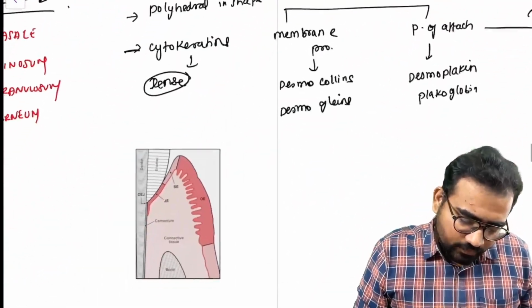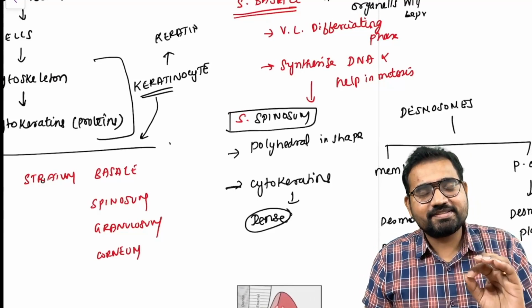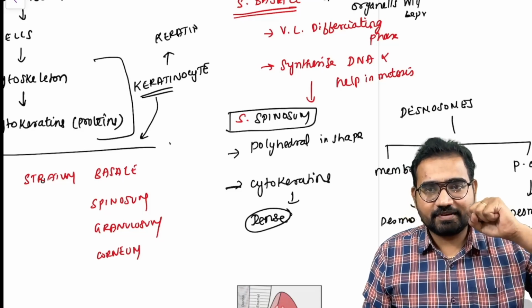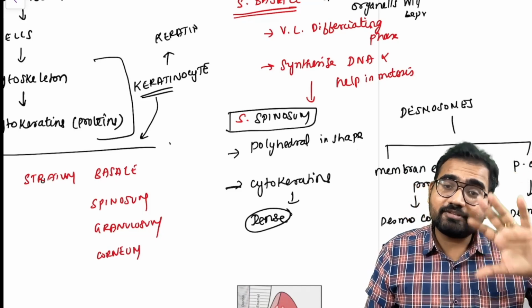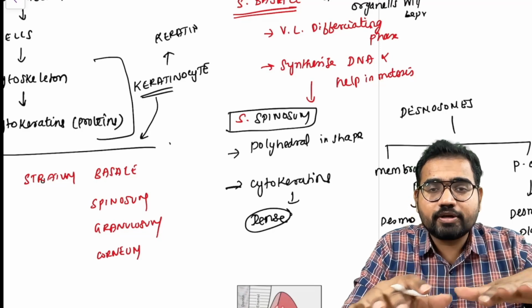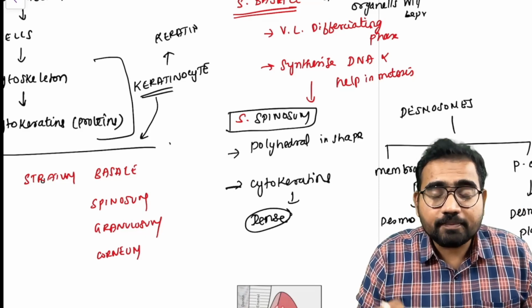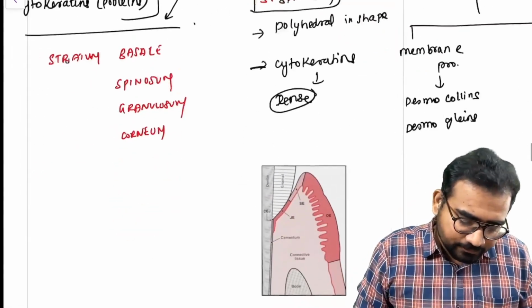So now what is parakeratinization? Parakeratinization is when a cell retains pycnotic nuclei. Okay, it does not completely die. At the same time, it will have stratum granulosum, but it will retain the pycnotic nuclei. That is called parakeratinization.